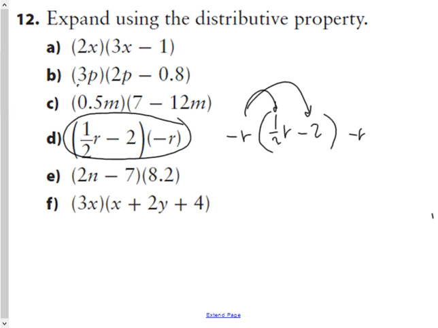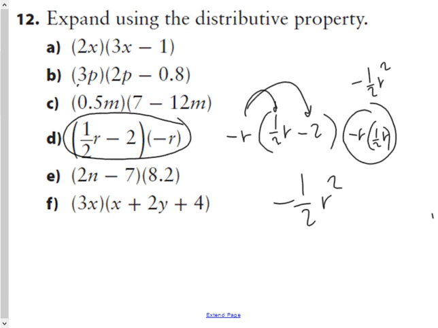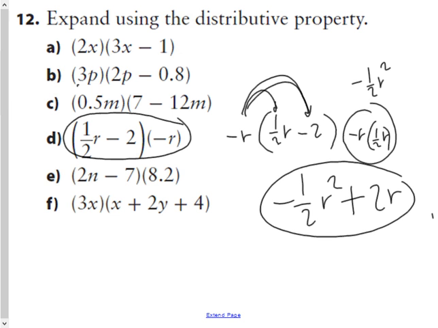So a negative r times a half r. A negative r is a negative 1 times a half, which will be a negative a half, and r times r is going to be r squared. So that first part is going to end up being a negative a half r squared. And the second part, negative r times negative 2, is going to be a positive 2r. So that will be the solution to D.